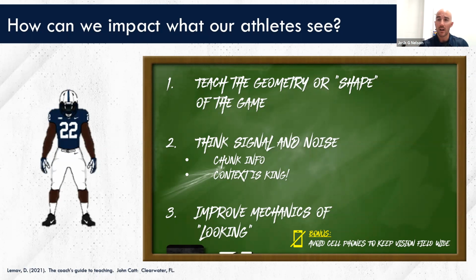So three areas right away that can help us improve what our athletes see: teach the shape of the game, think signal versus noise by chunking information and providing great contextually rich situations, and then finally, improve the mechanics of looking for your sport.